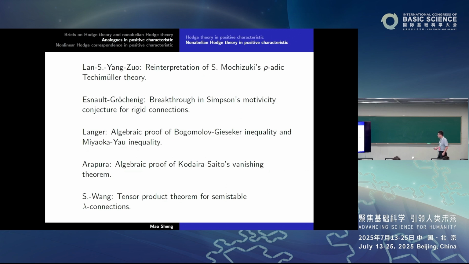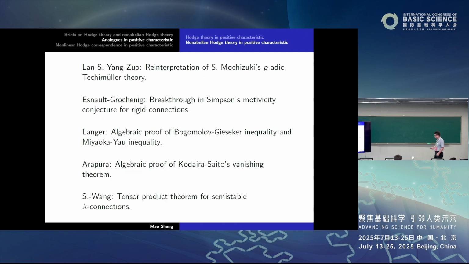The fourth application I would like to mention is the algebraic proof of the Kodaira vanishing theorem by Don Arapura. He observed that using the same semistable flow, you can reduce the Kodaira-Saito vanishing to Serre vanishing. So this is also a very nice application.